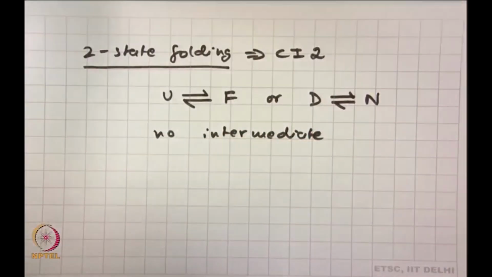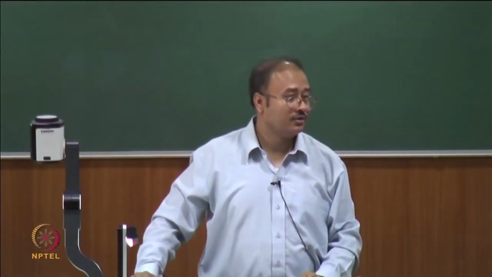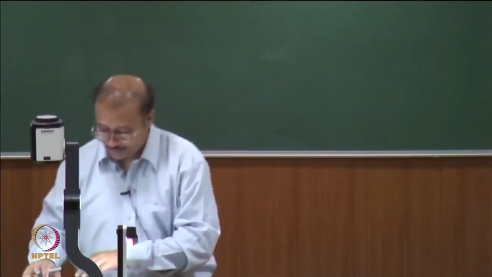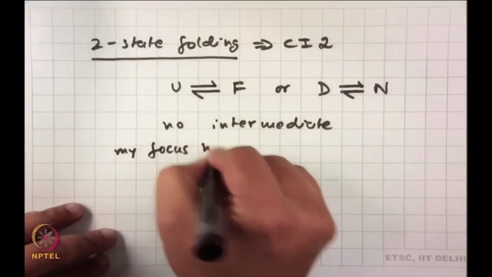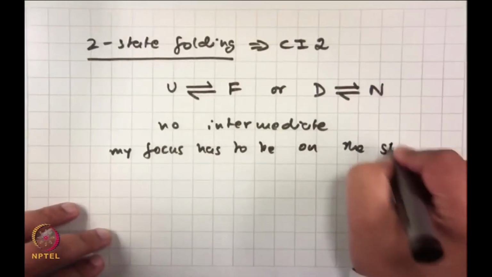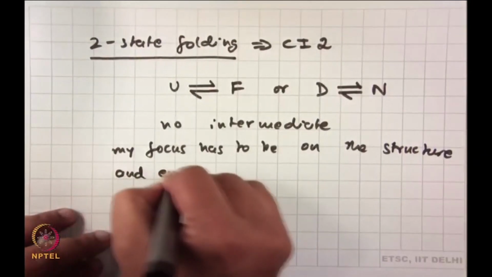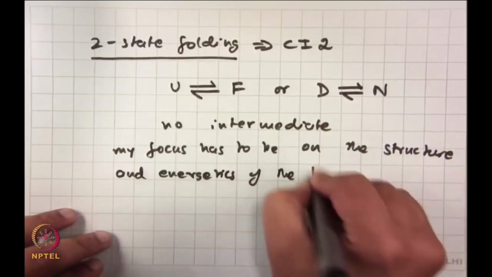isn't it? So, that means what is the only state I have between my unfolded state and the folded state? What is the only state I have? Transition state, and you know transition state is not easy to deal with, right. So, that means my focus has to be on the structure and energetics of the transition state.